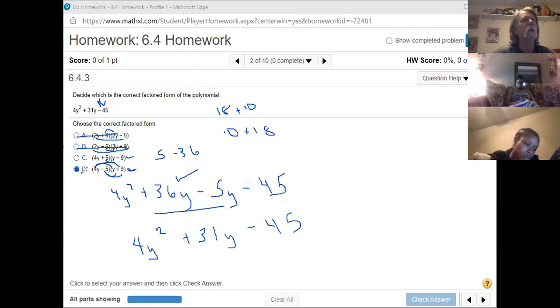Now, if you don't see them, it's like a chess game. You're looking a couple of moves ahead with the thing in the middle. If you don't see that, then you have to use the FOIL method and multiply each one of them out.